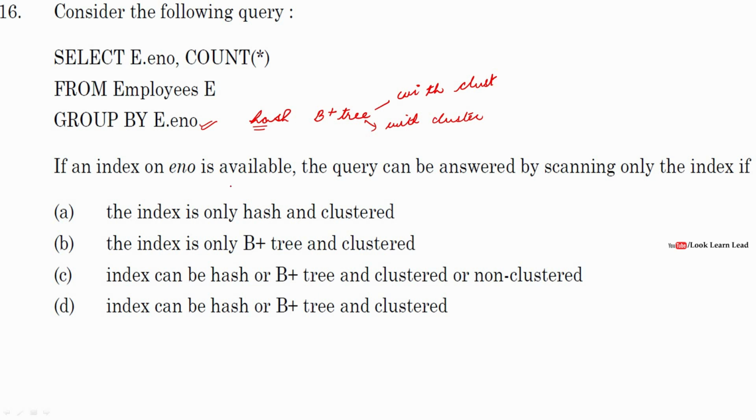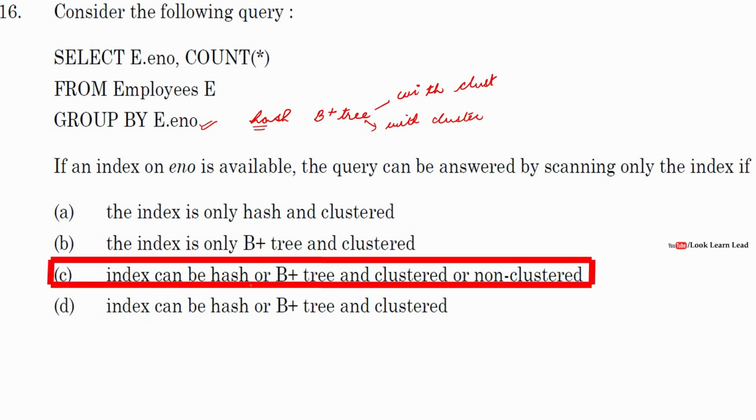So the answer, I think, is C. It can be hash or B plus tree, clustered or non-clustered, because we are grouping according to the employee number. Even if it is clustered, it would work. Even if it is non-clustered, it would work.